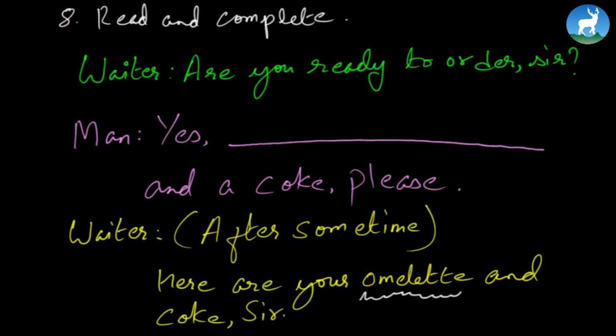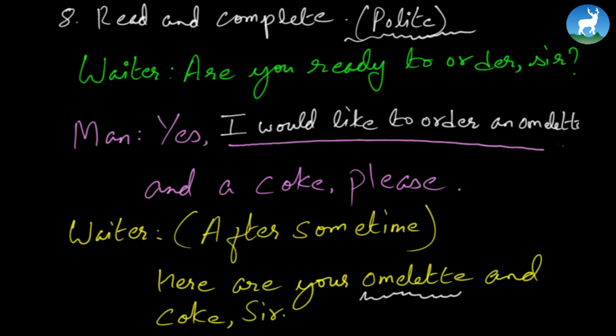Are you ready to order, sir? Man: Yes. An omelette and a Coke, please. That's too direct. So to make it more polite, remember, we always try to make it polite, as much as we can. We've got to speak politely. So: Yes, I'd like to order an omelette and a Coke, please.